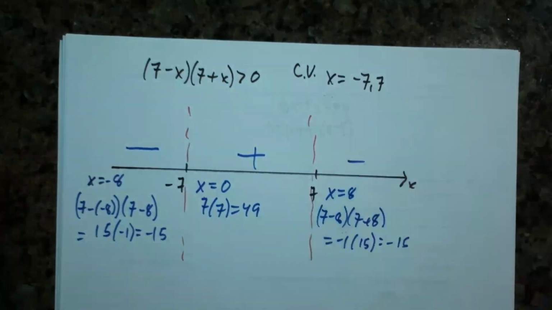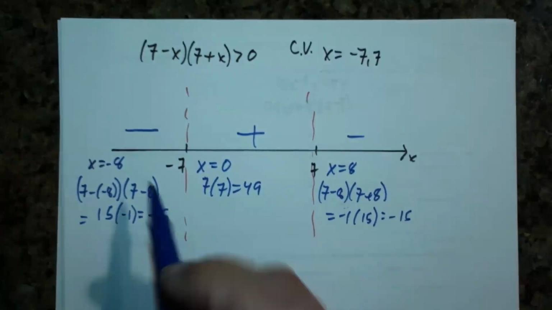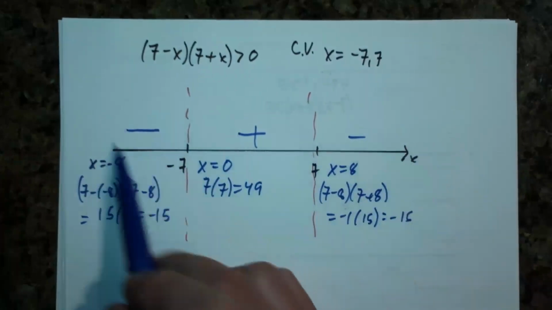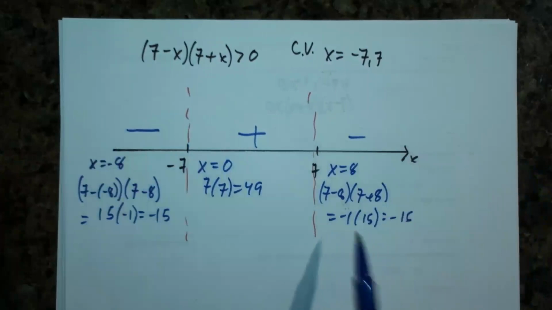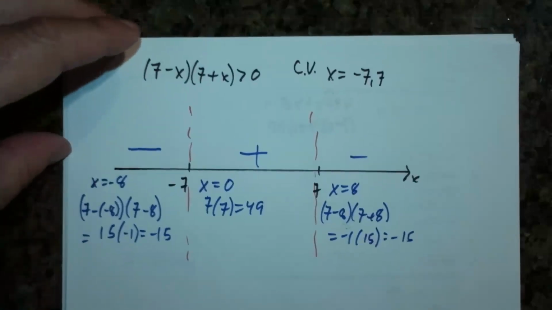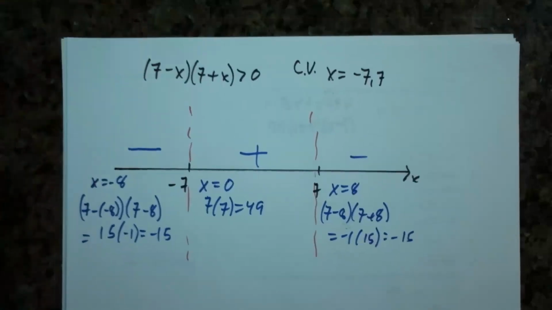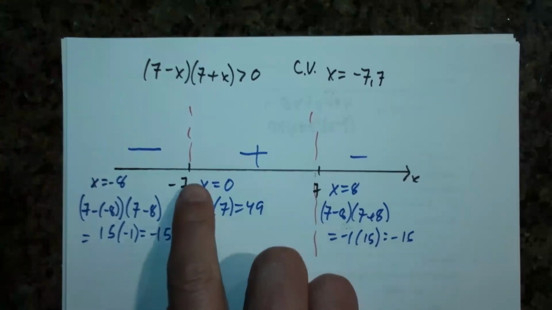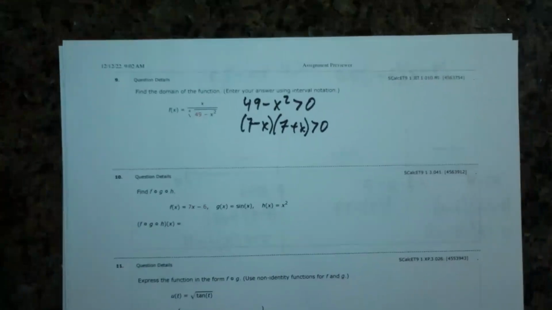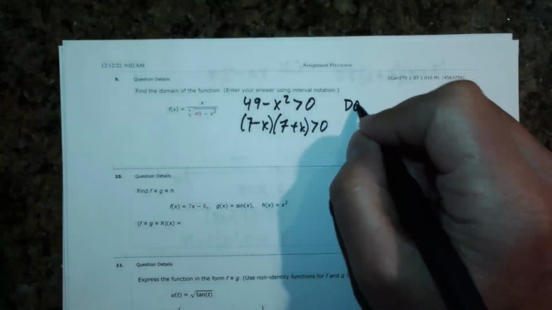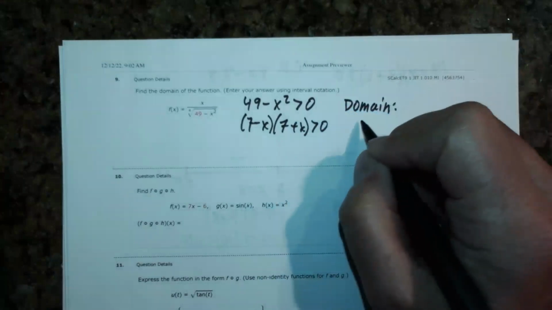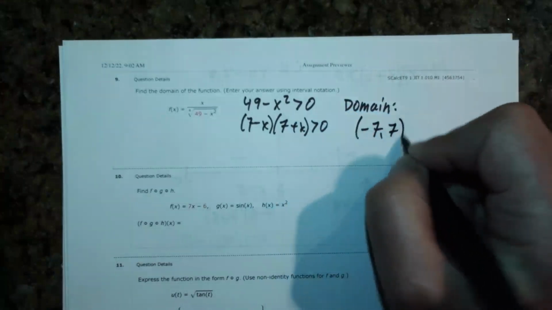Now, you might start thinking to yourself, the previous one we did just alternated. So maybe if I just find the first one, then I can just fill in the rest of them. Unfortunately, it doesn't work that way. Sometimes that happens and sometimes it doesn't. So you have to test each individual placeholder there. Okay, once again, we're looking for where we are positive. We're positive between -7 and 7. So let's put our answer down. So our domain is there.